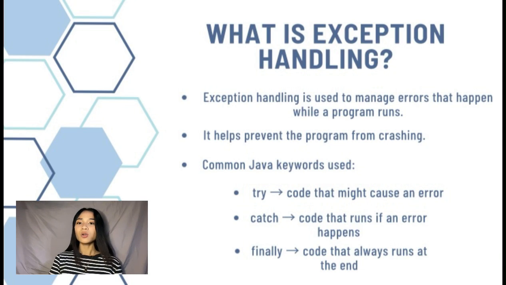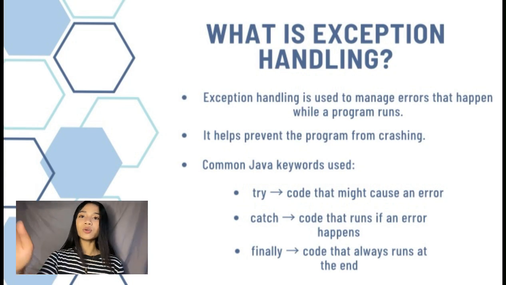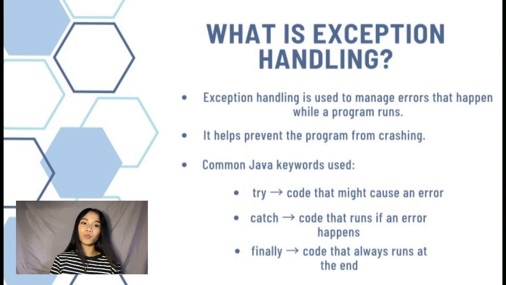In Java, we use keywords like try, catch, and finally. In try is where we put the code that might cause an error. Then in catch is where we handle the errors if they happen. Then finally is the code that always runs, no matter what.